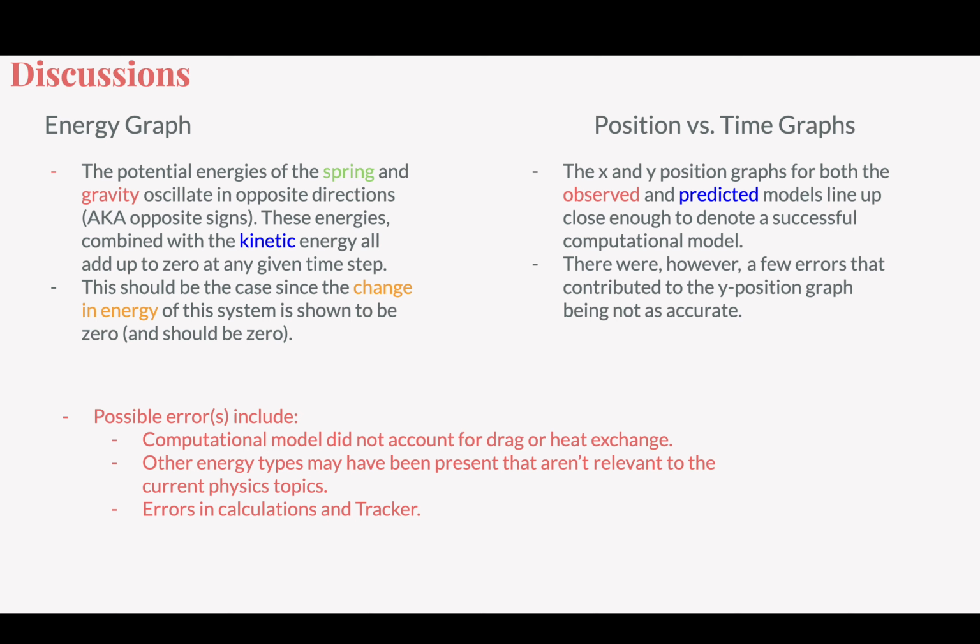On the position versus time graphs, the x and y position graphs for both the observed model in red and the predicted model in blue line up close enough to denote a successful computational model. There were, however, a few errors that contributed to the y position of the graph not being as accurate. Possible sources of error for both graphs include the computational model not accounting for drag or heat exchange, and other energy types may have been present that aren't relevant to the current physics topics.